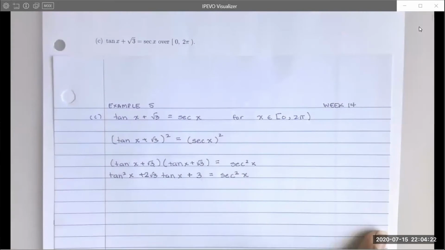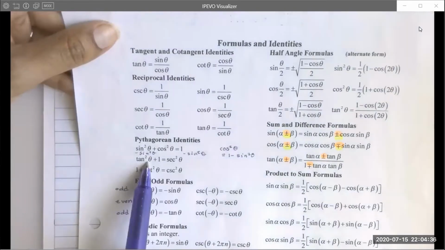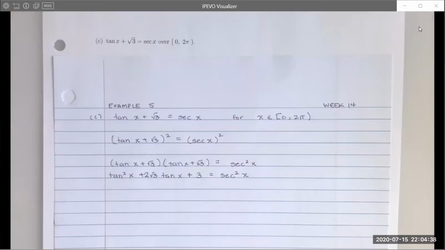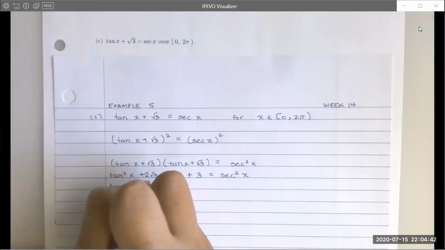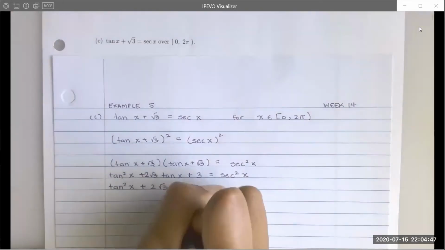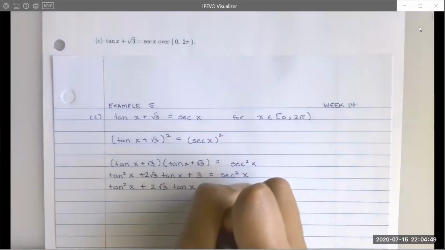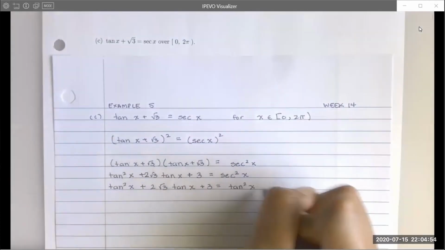Okay, so now that I have the secant squared and the tangent squared, what I'll do is replace the secant squared with what the Pythagorean identity says. Secant squared is tan squared plus 1. So this will become tan squared x plus 2 radical 3 tan x plus 3 is equal to tan squared x plus 1.